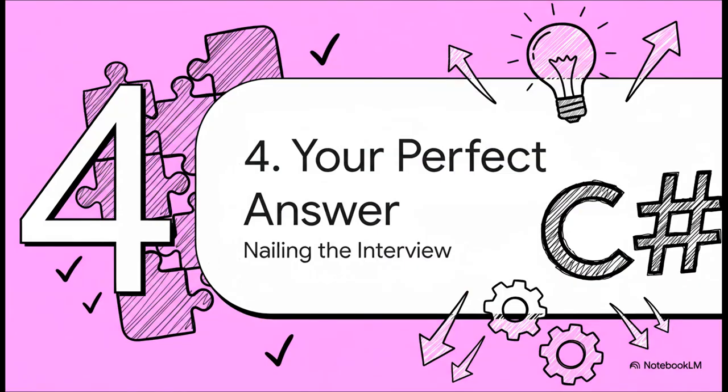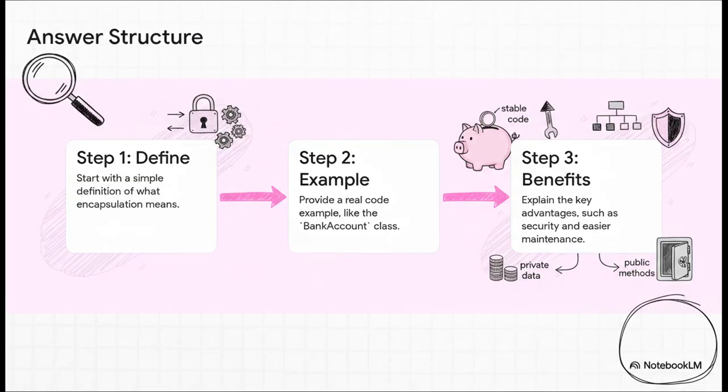Okay, let's bring it all home. We've gone over the what, the how, and the why. Now let's assemble all those pieces into the perfect, confident answer for that interview. Here is your simple three-step formula for success. First, you define it. It's about bundling data and methods together and controlling access. Second, you give a real example, like our bank account class, mentioning private data and public methods. And third, you seal the deal by explaining the benefits, how it leads to safer, more stable, and easier to maintain code. That's it. You've just aced the question.